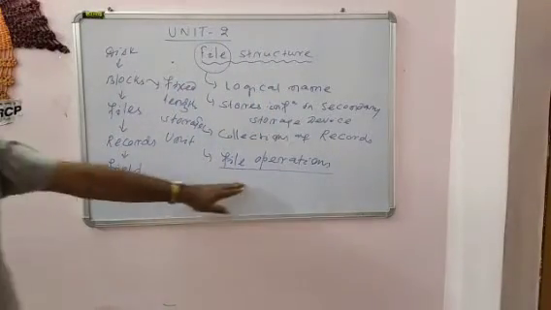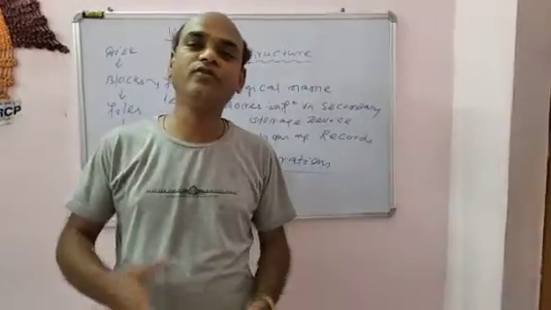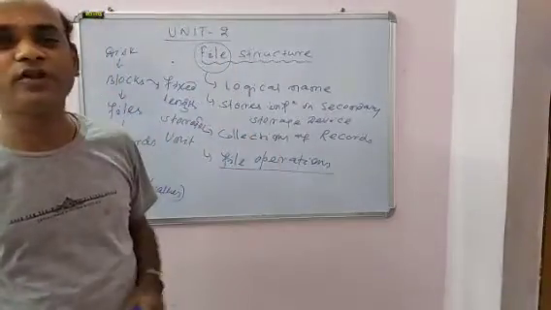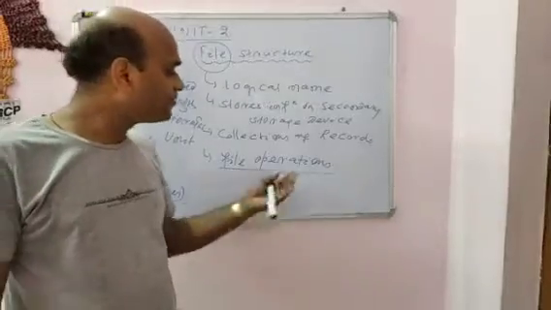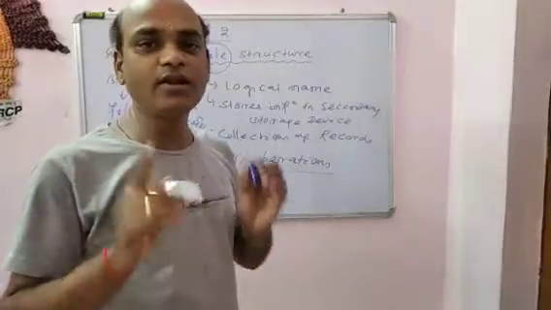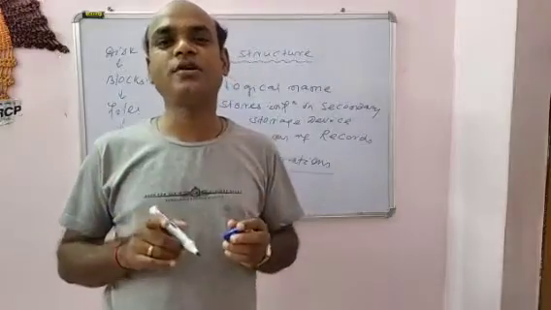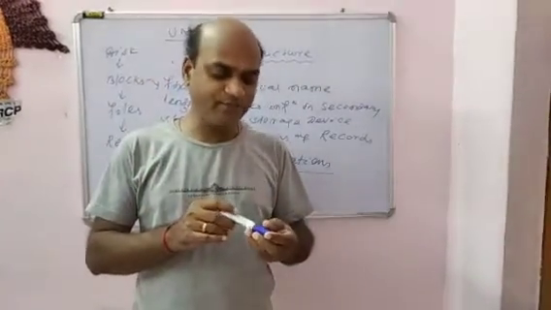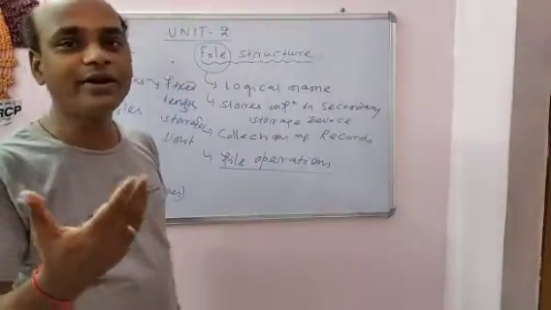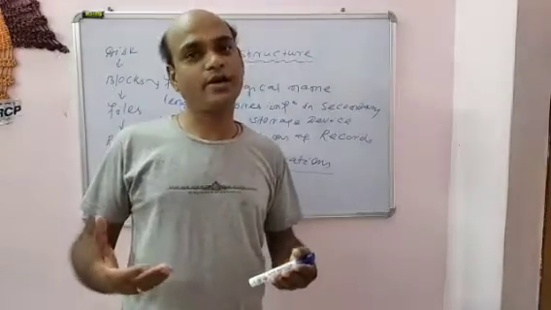So what are the file operations? Like insertion operation: we can insert a new value into the database. Deletion operation: we can remove existing data from the database. We can modify. So insertion, deletion, modification, searching, sorting, all types of operations we can have in a database file. Insert means we can add new data values into the database.